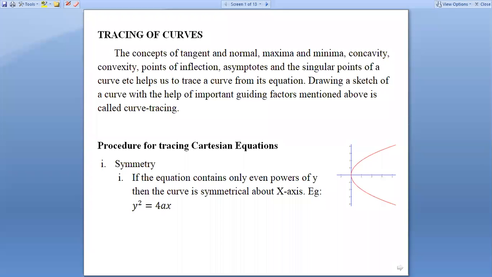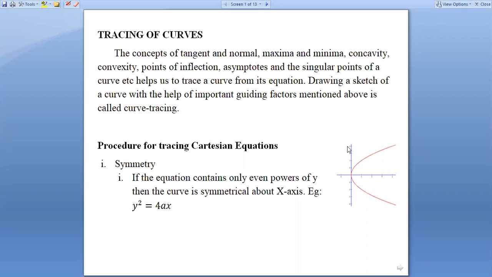Hello students. In this class, I'll be teaching you about tracing of curves. So you already know how to find tangent and normal, maxima, minima, concavity and convexity of a curve. Also points of inflection, asymptotes and singular points of a curve. So using these concepts and finding out all these things, we'll be drawing or tracing the curve. So there is a procedure which you have to follow in tracing.